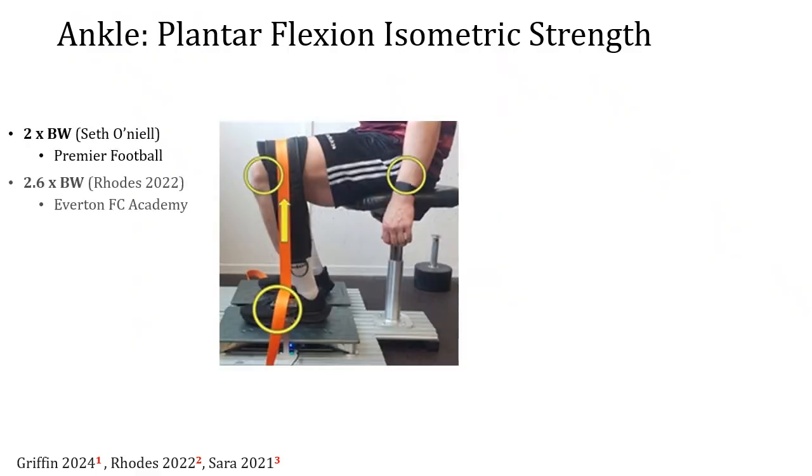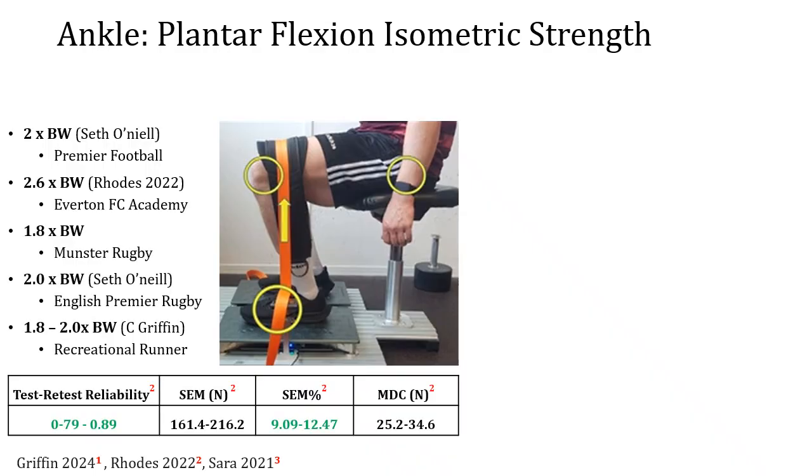Okay, so what kind of forces can we produce and expect with this? They're actually quite high, depending on the demographic that you're looking at. They consistently fluctuate anywhere between 1.8 and 2.6 times body weight. With the Premier League football teams, Seth O'Neill has done an incredible amount of work with this, as well as with the rugby teams, and has found right around 2.0 times body weight, whereas the Everton Academy has shown up to 2.6, and in recreational runners, it's been shown to be 1.8 to 2.0 times body weight.